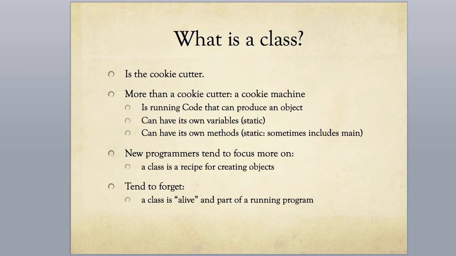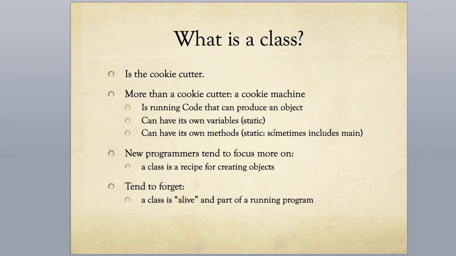It is capable of producing an object, but in fact it doesn't have to produce an object. It can do things without ever producing an object. It can have its own variables that are unique to the class, and we call those static variables, and basically that means that any object created from the class can see those variables. Some people say, well, what good is a static variable in the class? Well, one good example is you can have a variable that keeps track of the number of objects that were created from that class.